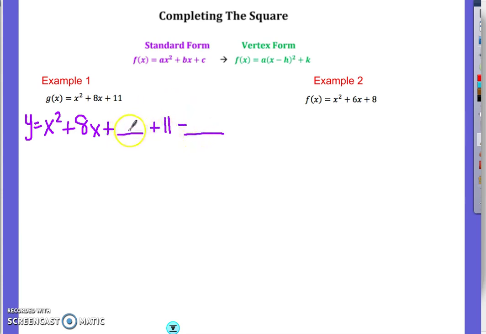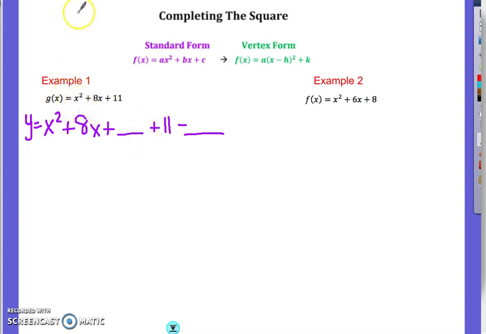And when we add and then subtract the same number, we're not changing the equation at all. It's still going to be the same graph of the same function. It's just moving it to a different form by adding this number and making this section a perfect square trinomial. Okay, once you get the hang of this, it's not that much different from completing the square.